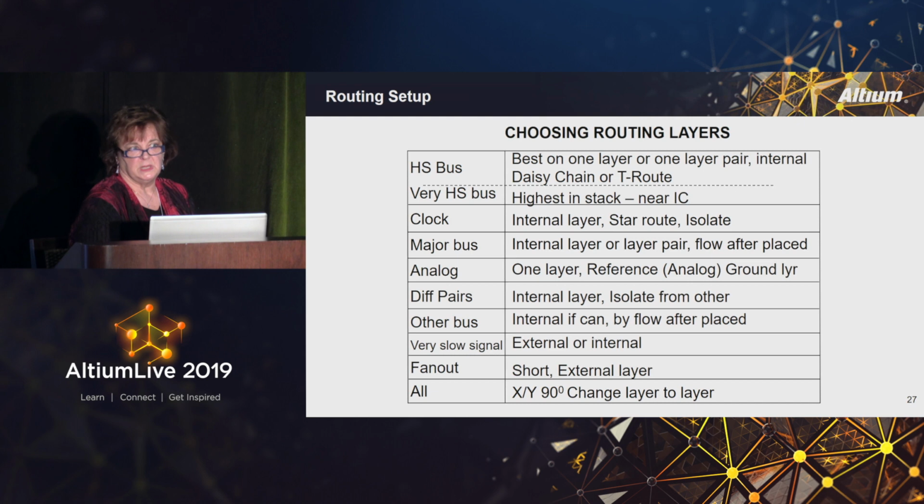Choosing routing layers. If you have high-speed buses, generic high-speed buses, not anything super fast, just generic high-speed buses, then they're best routed on one layer or one layer pair. It's best to put them on internal layers and either daisy chain or T-route them. We'll talk about what those terms mean in just a minute. If you have very high-speed buses, they should be high in the stack, close to the IC, or low in the stack if your IC happens to be on the bottom of the board.